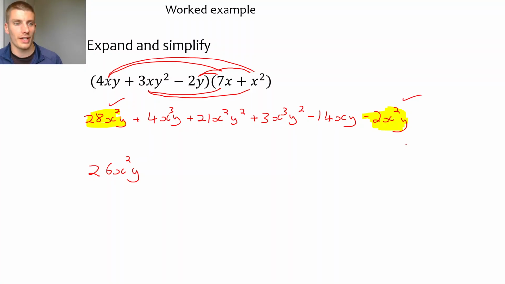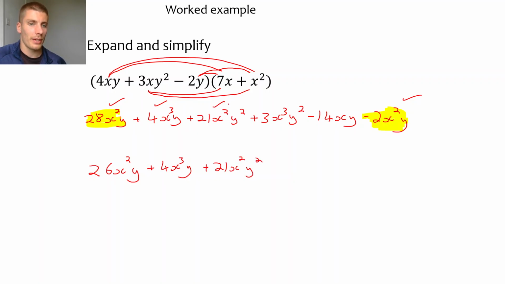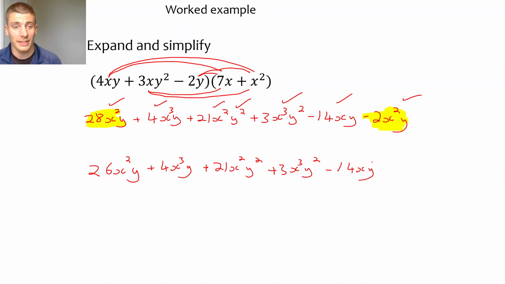And then you just write out the other terms. So we've then got plus 4x cubed y, done, plus 21x squared y squared, done, plus 3x cubed y squared, done, and then minus 14xy. And that is actually, it looks pretty messy, doesn't it? But that is your answer. You can't simplify any further.